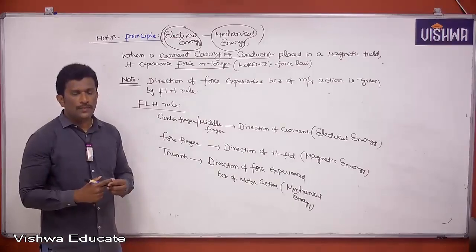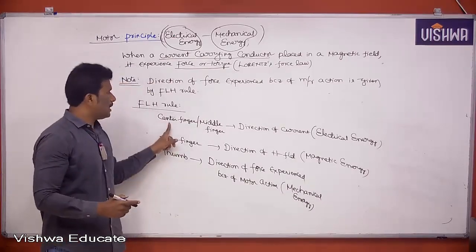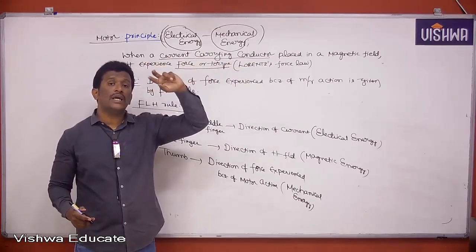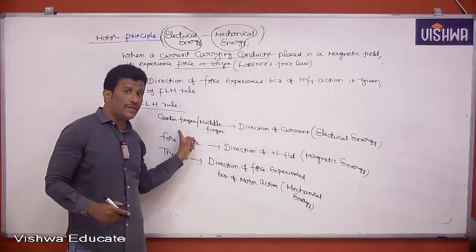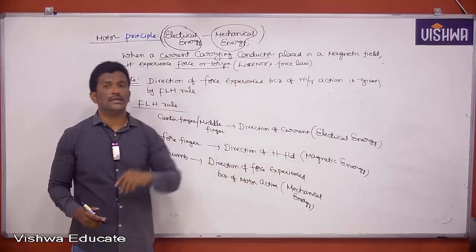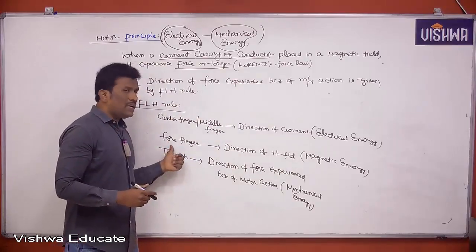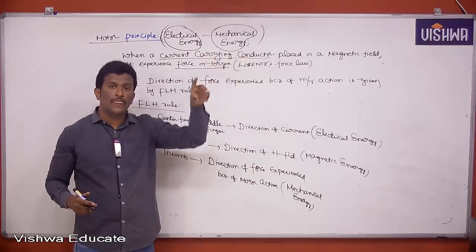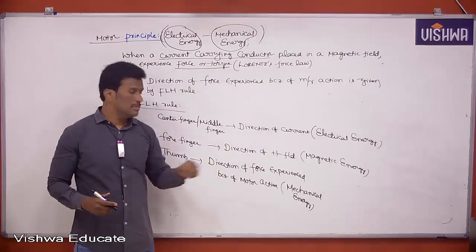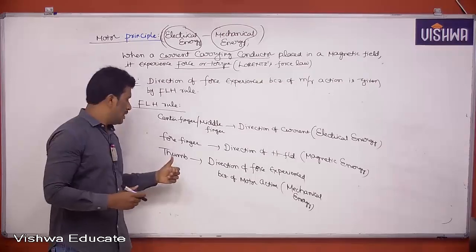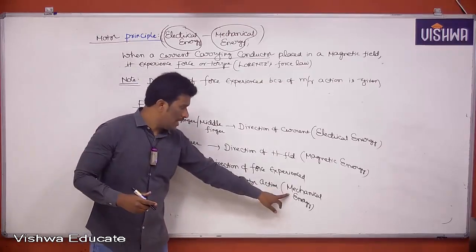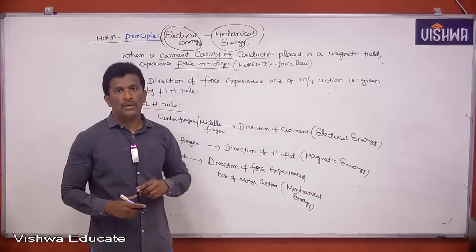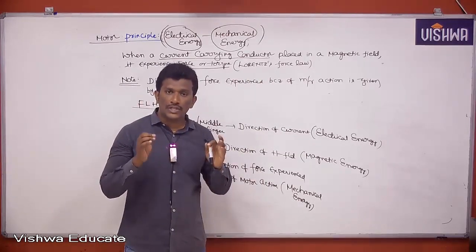If you observe clearly, here the center finger indicates electrical energy. Previously, in Fleming's right hand rule also, the center finger indicates electrical energy only. The forefinger indicates magnetic energy. In the previous discussion, in Fleming's right hand rule also, the forefinger indicates magnetic energy only. The thumb indicates mechanical energy in Fleming's left hand rule. In Fleming's right hand rule also, the thumb means mechanical energy only.